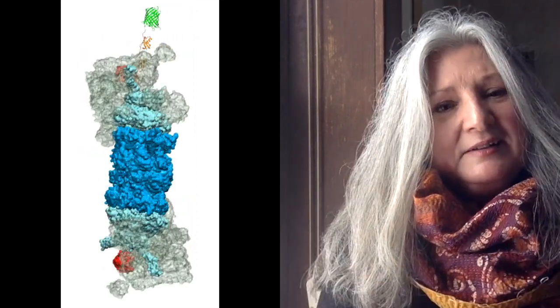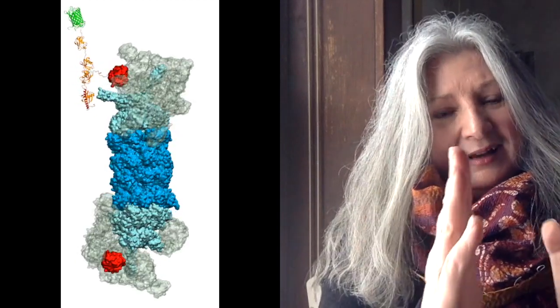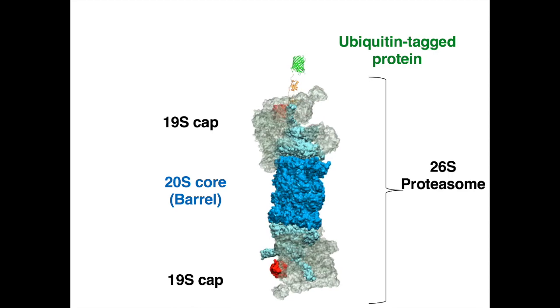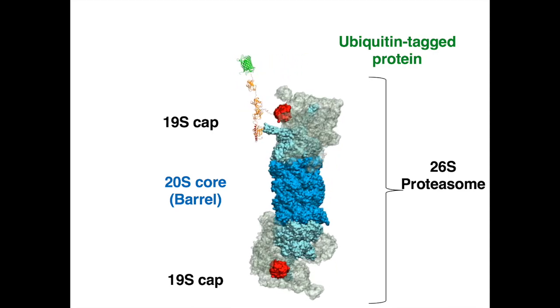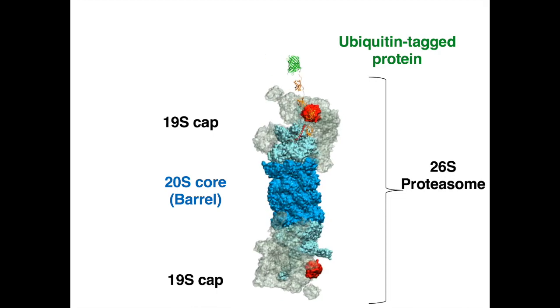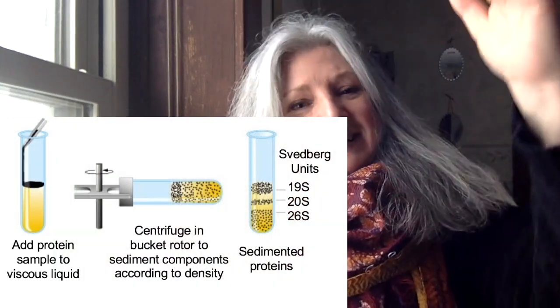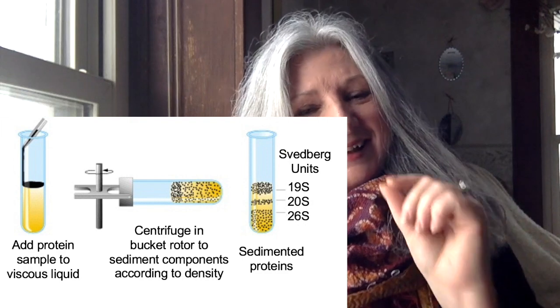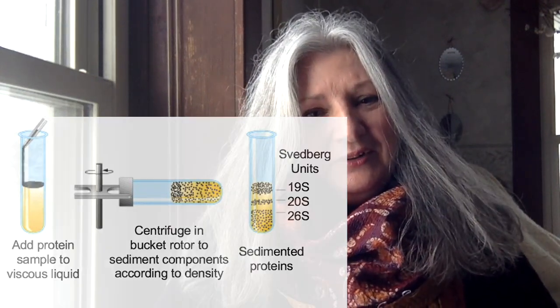The proteasome has 3 main parts. It has one cap at the top, a barrel, and another cap at the bottom. The caps at the top and the bottom are called 19S, and the portion in the middle is called 20S. You put them all together, and you get the 26S proteasome. These are sedimentation units. You don't add 19 and 19 and 20 and say, well, how did I get to 26? It's all Svedberg units.